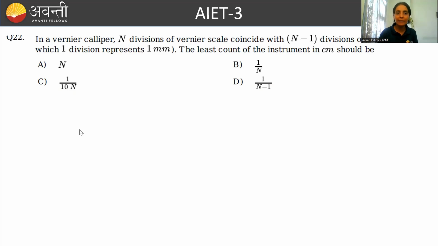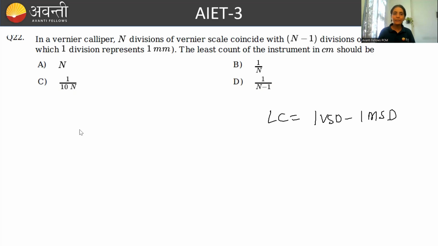Now, in a vernier caliper, n divisions of the vernier scale coincide with n-1 divisions of the main scale, the least count of the instrument. So for the vernier scale, what is the least count? Least count is 1 VSD minus 1 MSD. This is the least count formula, right? Now, whatever information is given, try to put it in.